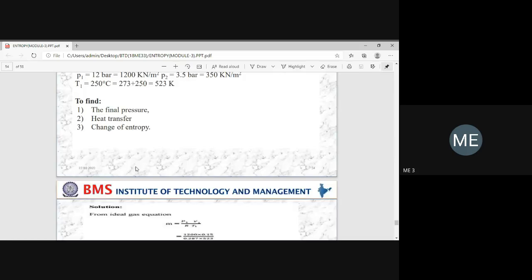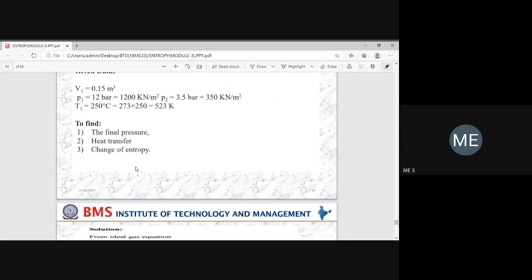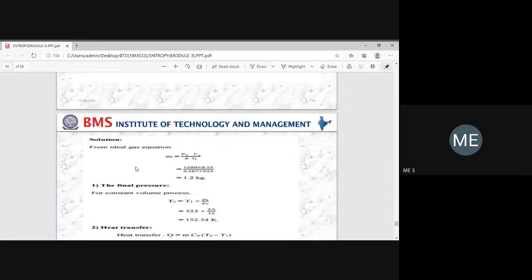So this is a problem. Air in a closed vessel of fixed volume 0.15 meter cube exerts a pressure of 12 bar at 250 degrees Celsius. If the vessel is cooled so that the pressure falls to 3.5 bar, then determine the final temperature, heat transfer, and change in entropy. So here V1 is 0.15 meter cube, P1 is 12 bar, and P2 is 3.5 bar. T1 is 250 degrees Celsius, 273 plus 250, that is 523 Kelvin. We have to calculate the final temperature, heat transfer, and change in entropy.